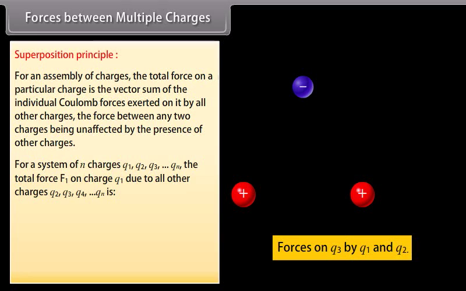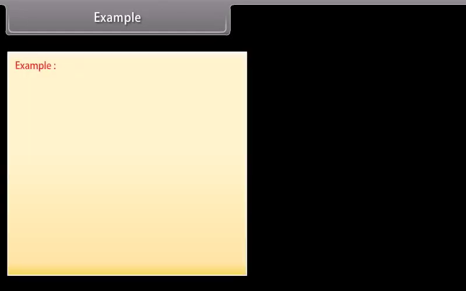on charge Q1 due to all other charges Q2, Q3, Q4 and so on till Qn is F1 is equal to F12 plus F13 plus F14 and so on till F1n. This equation can be written as... Example. Let's take an example on Coulomb's law. Find the force on the center charge in the given figure.